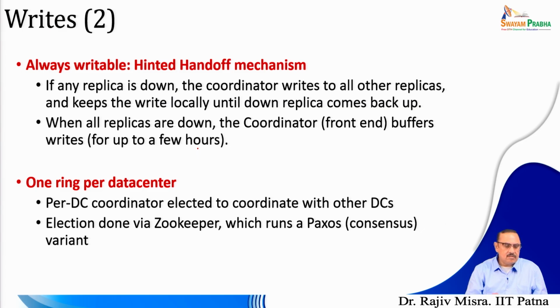Now, writes are always writable, that is using the hinted handoff mechanism. If any replica is down, the coordinator writes to all the replicas and keeps the write locally until the down replica comes up. When all the replicas are down, then the coordinator, that is the front end, buffers the writes up to a few hours. Now, one ring per data center, that is per data center a coordinator is elected to coordinate with the other data centers. Election is via zookeeper, which runs a Paxos, that is a consensus variant.